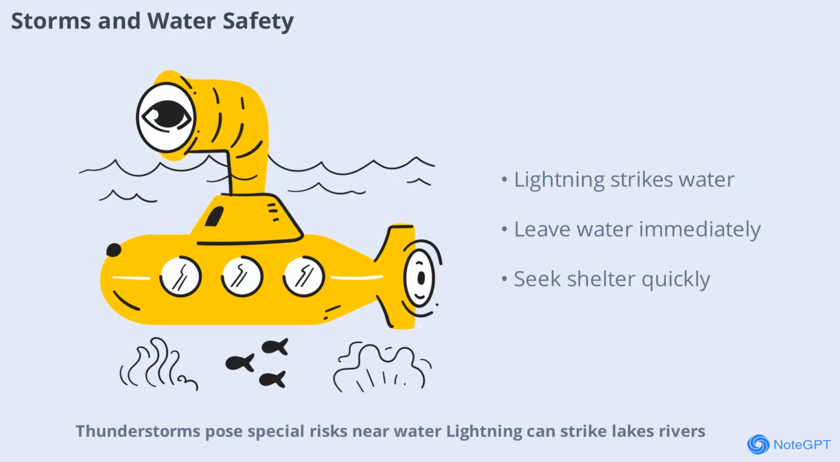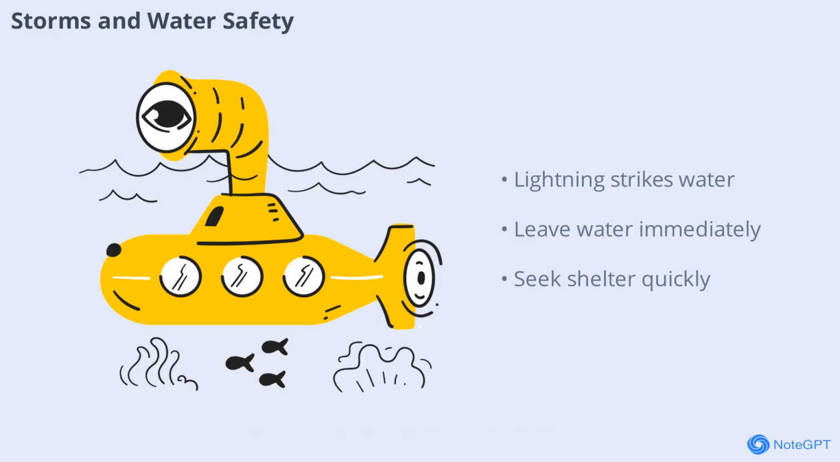Thunderstorms pose special risks near water. Lightning can strike lakes, rivers, and pools, making swimming or boating extremely dangerous during a storm. If you're on or near water when a storm approaches, get to shore and seek shelter immediately. Water safety is crucial as storms can develop quickly and catch people off guard.